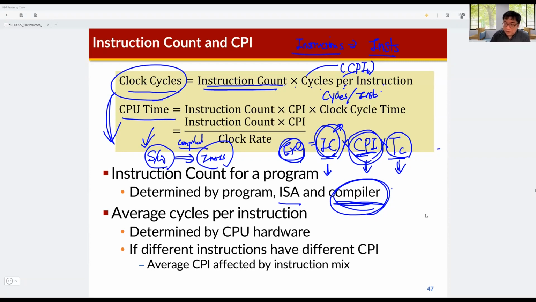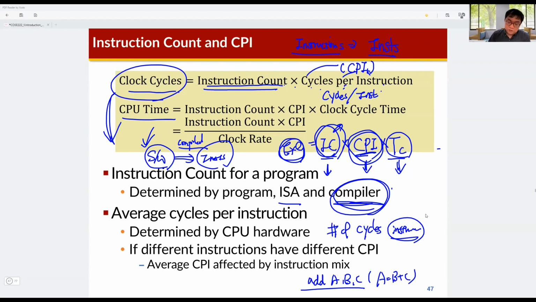So CPI means cycles per instruction. That means the number of required clock cycles to execute the instruction. An instruction like add A, B, C, that means A equals B plus C. That is an example of an instruction. And then how are the cycles determined to execute this instruction? It is determined by hardware.